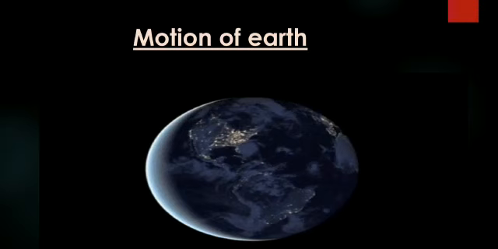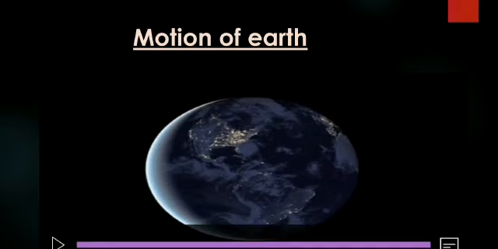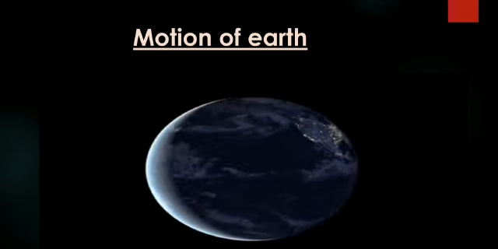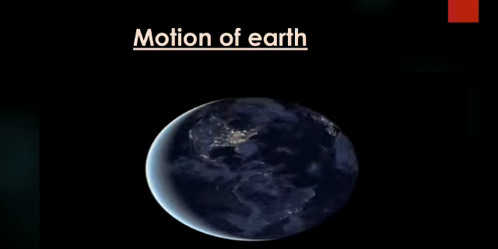Let me clarify one thing here. The Sun does not move, actually Earth moves. At the same time, Earth has two motions. One is linear motion, which is the revolution of Earth around the Sun like other planets, and the other is rotatory motion, which is the second motion Earth has, due to which it changes its day and night like this.